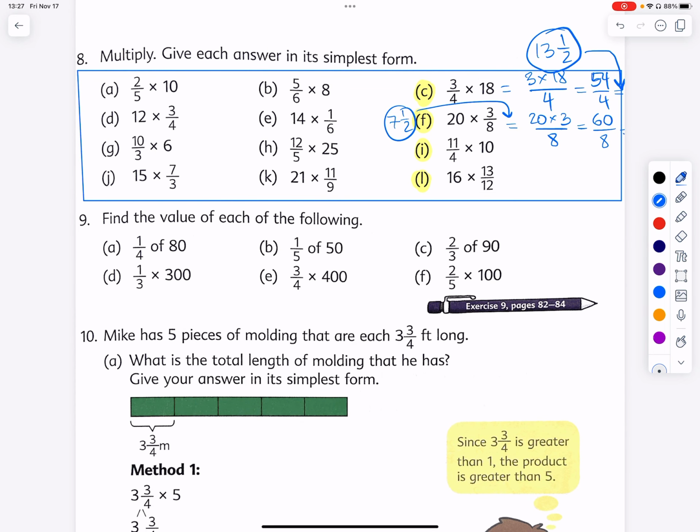Very good. Let's take a look at example I for igloo. 11/4 times 10. Let's rewrite it. 11 times 10 over 4, and we have 110 over 4, and I will let you simplify it. My friends, number L is a little bit more difficult.